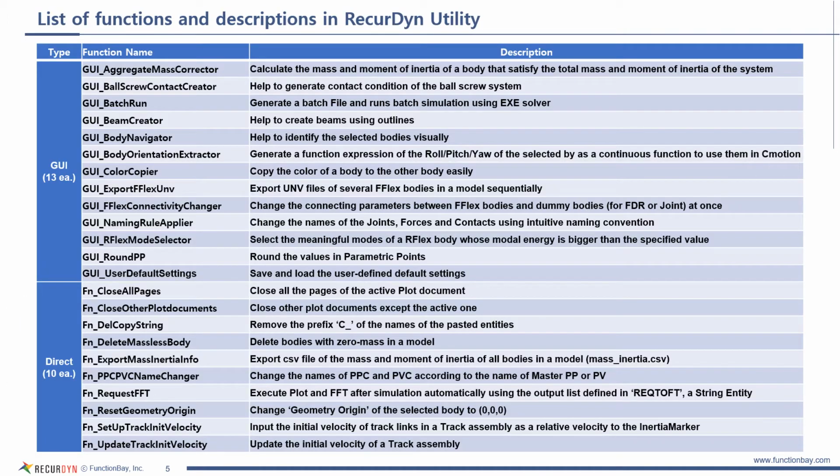This table shows the names and descriptions of each function provided by RecurDyn Utility. The GUI type tool operates through a dialog box. On the other hand, the direct type tool operates immediately by double-clicking. Refer to the description of the functions listed in the table. I will explain each function in more detail later.